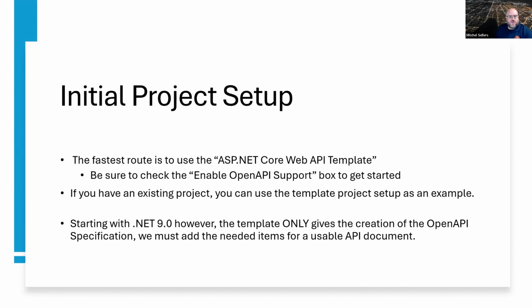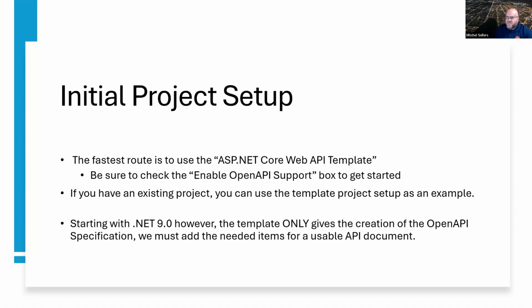Where's the best place to go? If you're wanting to compare this, go back and look at this on your own. The best way to get started is to create a new project using the ASP.NET Core Web API template, and be sure to check the box for Enable OpenAPI support. If you have an existing project, you can use that template as an example of how to get there.